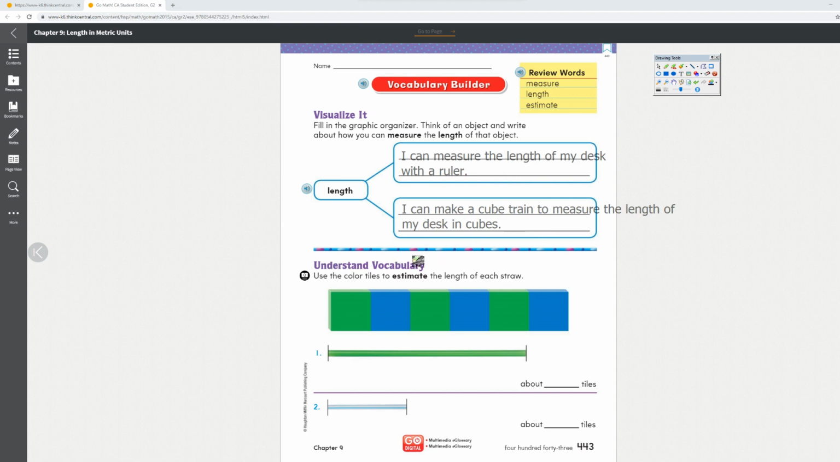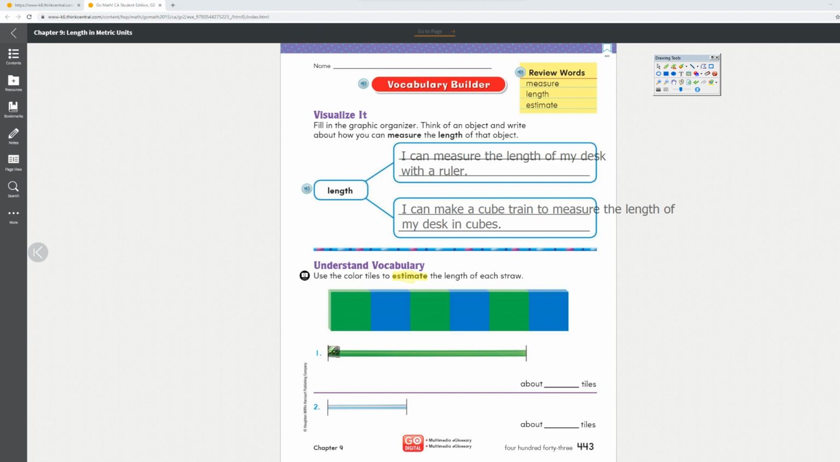For understand vocabulary, use the color tiles to estimate the length of each straw. So here are the color tiles that they gave us. And remember this word estimate, it means educated guess. An educated guess means a guess that is very accurate, that has reason behind it. So you want to look at these cubes, and using these cubes, estimate the length of this straw.